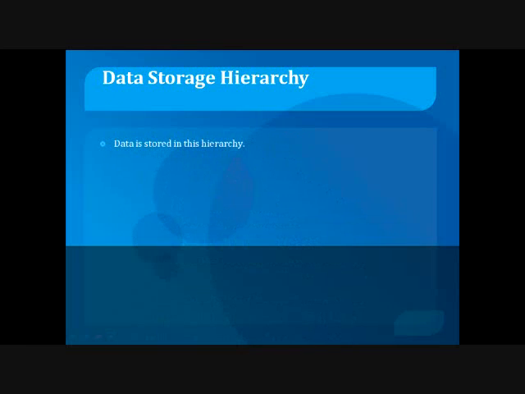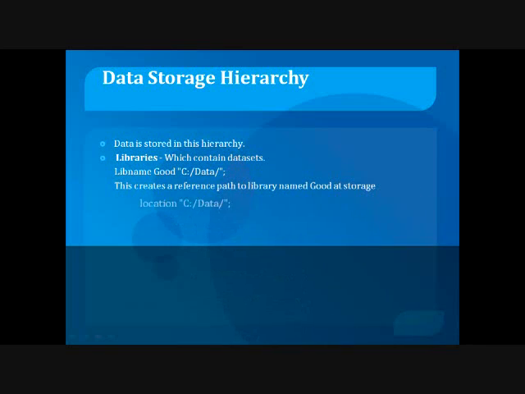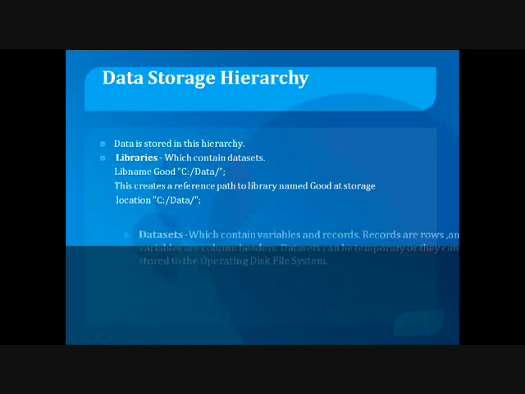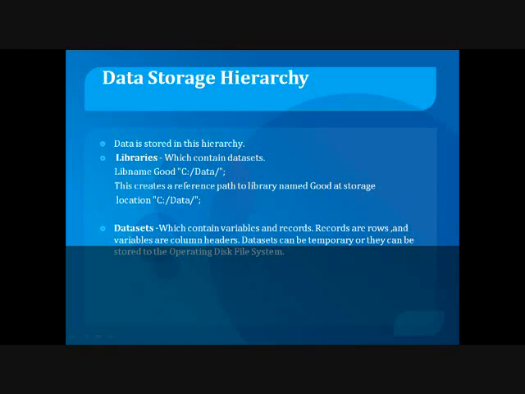Data storage hierarchy. Data is stored in this hierarchy. Libraries, which contain data sets. This creates a reference path to library names, a storage location. Data sets, which contain variables and records. Records are rows and variables are column headers. Data sets can be temporary or they can be stored to the operating system's disk file systems.